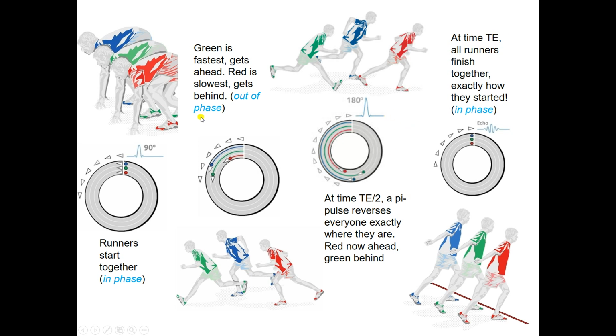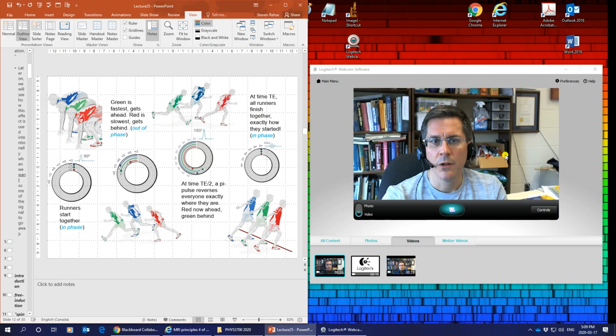So at a total time TE after the application of the pi by 2 pulse, so this is time 0, this is time TE over 2, this is time TE, at that time all the runners are back at the finish line at exactly the same time, and they will finish that race in a tie. The MR equivalent of that is all the spins are back in phase, your MR signal returns from 0, and you now get a spin echo.